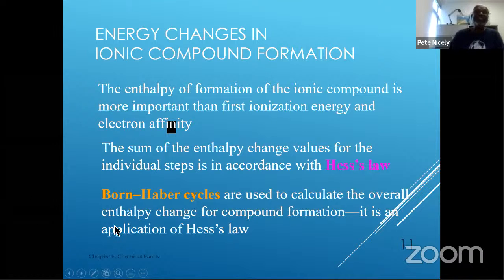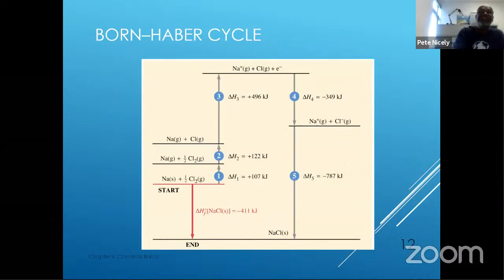And what will become important in examining this process is a tool known as the Born-Haber cycle, which is used to calculate the overall enthalpy change involved in the formation of an ionic compound. It is actually an application of Hess's law. The next slide I'm going to show you is an example of the Born-Haber cycle applied to the formation of sodium chloride. We're going to start off with sodium and chlorine here. Sodium, of course, is a solid and chlorine is a gas. So basically sodium plus chlorine gives you sodium chloride.